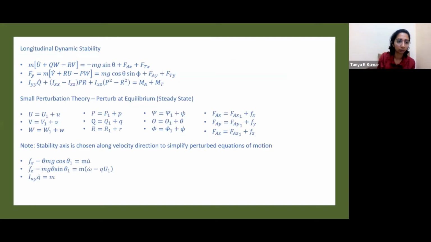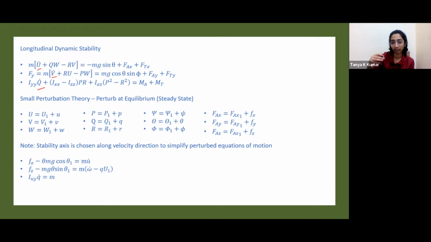Okay, so moving on, from the 6 degree of freedom equations, we take only the longitudinal equations. Longitudinal motion is characterized by motion along the x-axis, z-axis, and rotation, that is pitching up, pitching down, rotation about the y-axis. So you have u dot, w dot, and q dot. Now we apply the small perturbation theory.